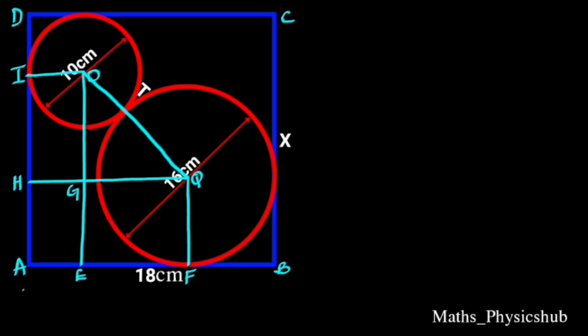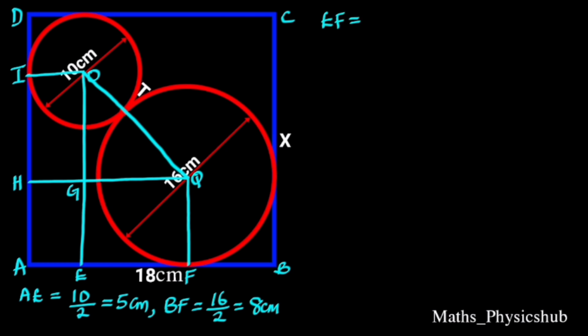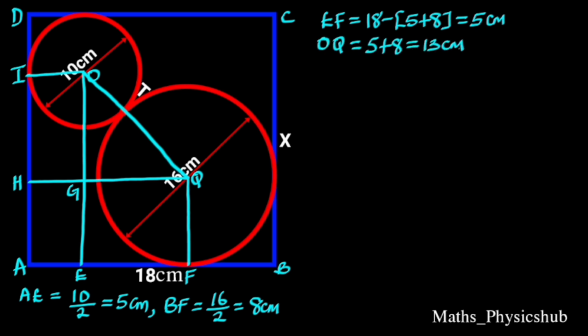From the diagram, notice that AE equals the radius of the small circle, that is 10/2, which is 5 cm, and BF equals the radius of the big circle, that is 16/2, which is 8 cm. Since AB is 18 cm, EF equals 18 minus 5 plus 8, which equals 5 cm. OQ equals 5 plus 8, which is 13 cm. Reason: external touching, which is the sum of the radius of the two circles. GQ equals EF, which is 5 cm.